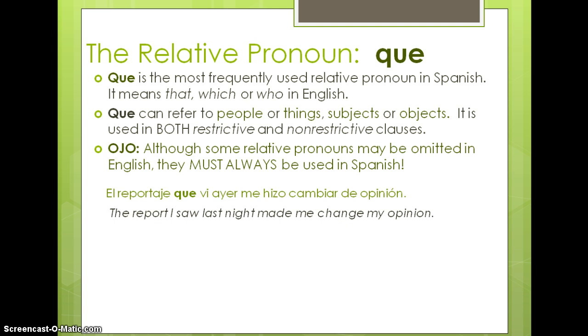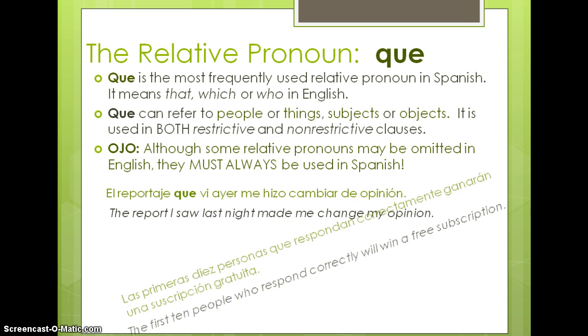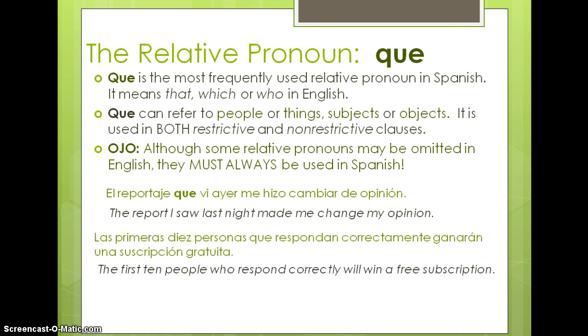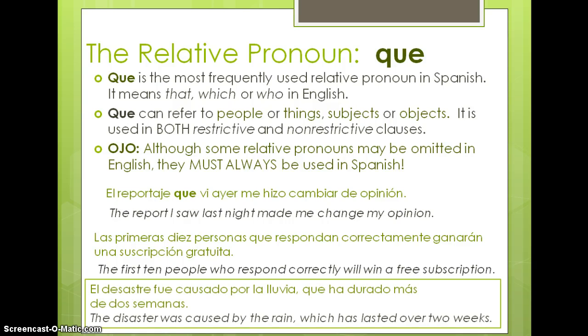An example, el reportaje que vi ayer me hizo cambiar de opinión. I can say the report I saw last night made me change my opinion, or the report that I saw last night made me change my opinion. There's no change in meaning in English, but again, que must be written in Spanish for this to be correct. Otro ejemplo, las primeras 10 personas que responden correctamente ganarán una suscripción gratuita. Y finalmente, el desastre fue causado por la lluvia, que ha durado más de 2 semanas.